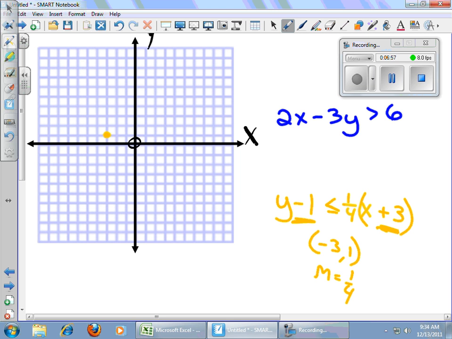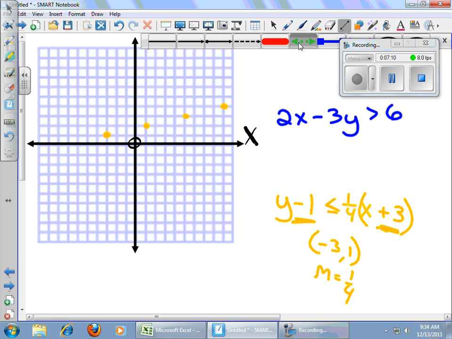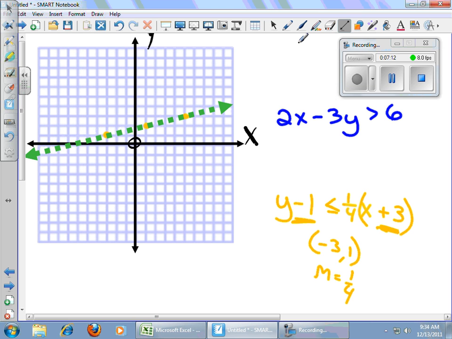So I will rise 1, run 1, 2, 3, 4. Rise 1, run 1, 2, 3, 4. And I will then go ahead and draw my line. It is a broken line.